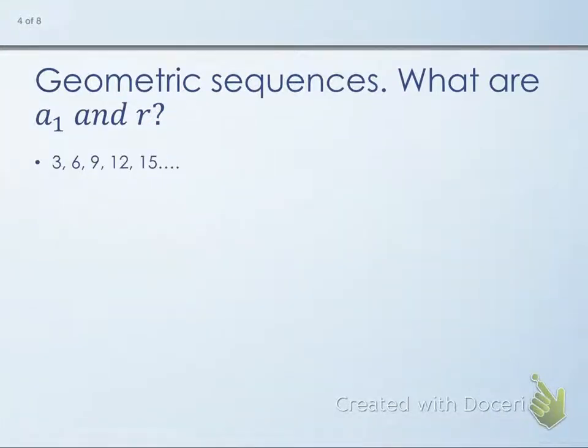Okay, so this one I do 6 over 3, which should be equal to 9 over 6, which is equal to 12 over 9, which is equal to 15 over 12. 6 over 3 is 2, but 9 over 6 is 3 over 2, which is not the same thing, so it is not a geometric sequence. This is actually an arithmetic one because we would be adding 3 each time, so that constant distance there would be 3, but it is not geometric because we can't have a common ratio to get from one term to the next.